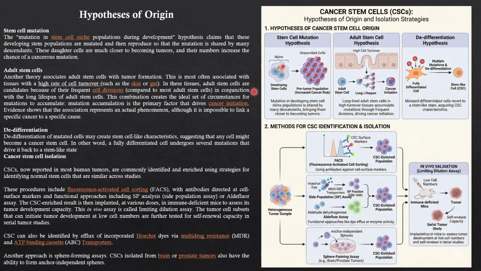This slide also outlines the methods for CSC identification, including FACS using surface markers, side population assays based on dye efflux, and sphere forming assays. The functional validation is performed using in vivo transplantation into immunodeficient mice, demonstrating tumor initiation and self-renewal. These techniques are crucial for studying CSC biology and developing targeted therapies.